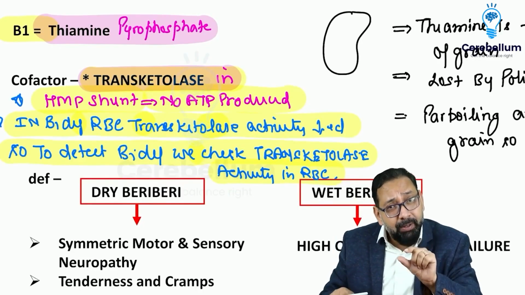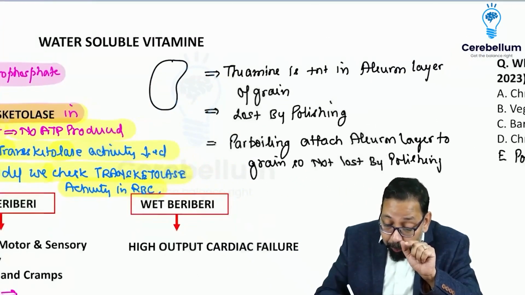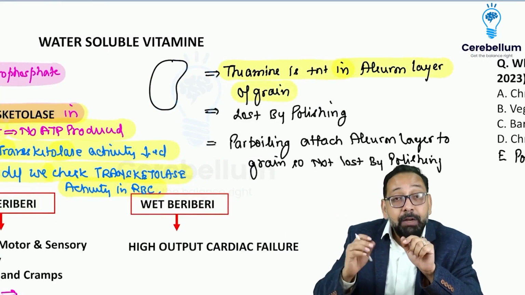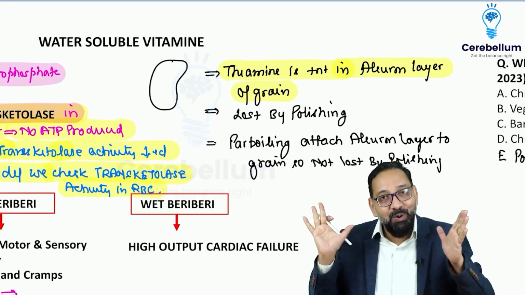B1 is present in the grain aleurone layer. So thiamine or B1 is present in the aleurone layer of grain. And when we do polishing, this thiamine is removed or lost.